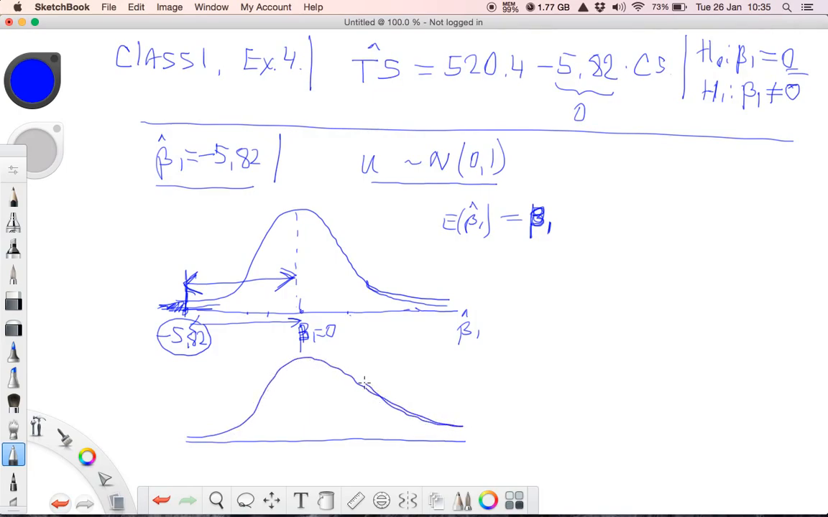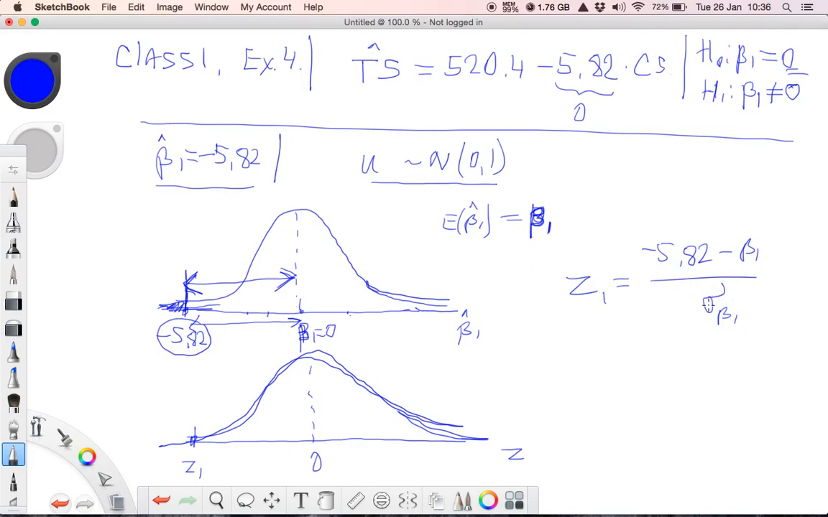Assume that this distribution is exactly the same as the one above, just with 0 here and everything here now z's. This value will have some z1 value right here. So it's the distance basically from 0. Remember that to calculate z1, it will be minus 5.82 minus beta 1 over the standard deviation of the beta 1 hat, sorry, the beta population standard deviation.